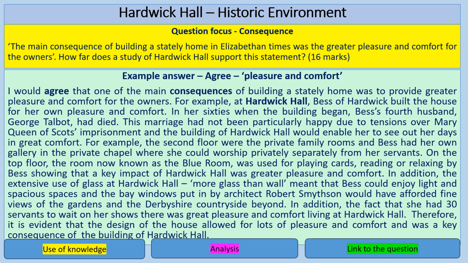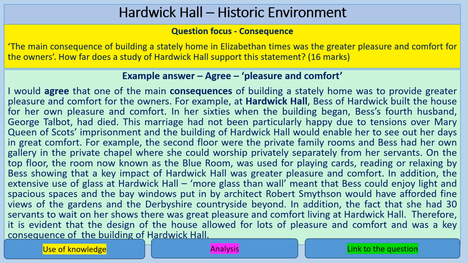So in terms of writing about pleasure and comfort, we could write about this. So I would agree that one of the main consequences of building a stately home was to provide greater pleasure and comfort for the owners. For example, at Hardwick Hall, Bess of Hardwick built the house for her own pleasure and comfort. In the 60s, when the building began, Bess's fourth husband, George Talbot, had died. This marriage had not been particularly happy due to tensions over Mary Queen of Scots' imprisonment. And the building of Hardwick Hall would enable her to see out her days in great comfort.